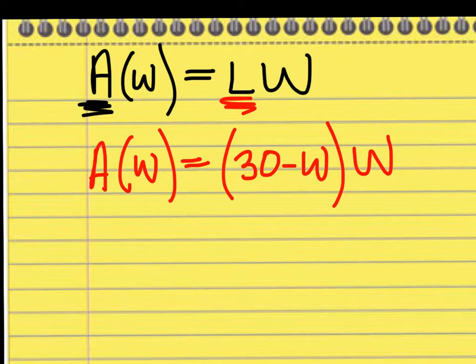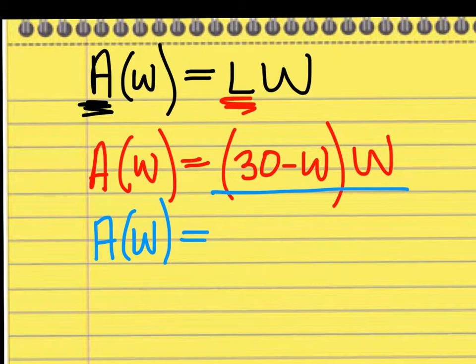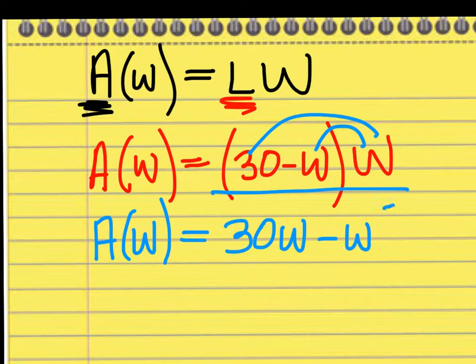So how about I find a marker that's a little better than that? There we go. How about A of W equals this thing multiplied out? Like, what's W times 30? 30W. And we have our sign in the middle. What's W times W? Not 2W. W squared. Right.